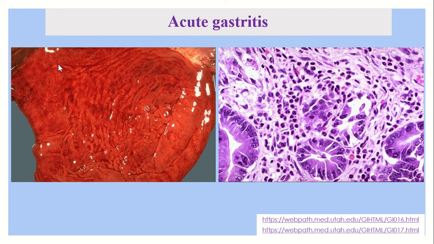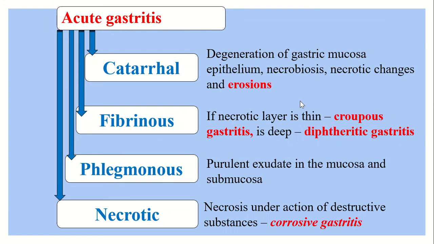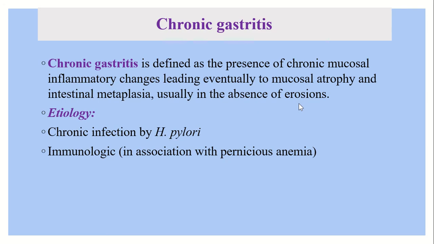Here we see the gross structure of acute gastritis and the histology of acute gastritis, where in the lamina propria we see neutrophils, polymorphonuclear leukocytes. Chronic gastritis is defined as the presence of chronic mucosal inflammatory change, leading eventually to mucosal atrophy and intestinal metaplasia, usually in the absence of erosions.